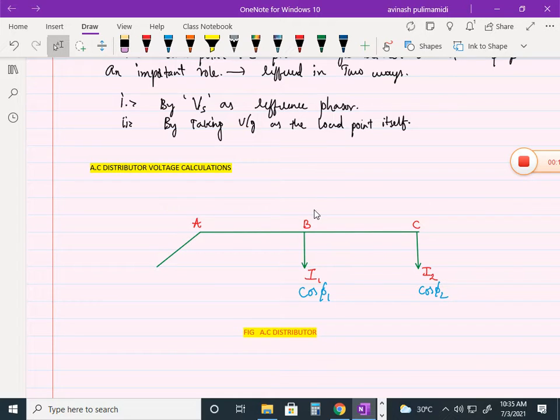Then, if this is the current flowing in this path, what is the total current in this section? Outgoing is I1. Then what is the incoming here? I1 plus I2. Then what are the leaving currents at this point? Here it will be simply I2.